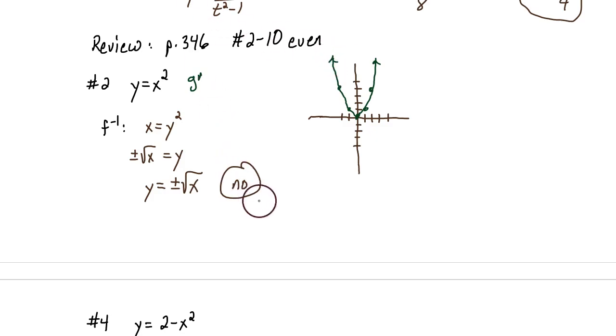Let's do our inverse in red. When x is 0, y is 0. When x is 1, y is positive 1 or negative 1. When x is 4, y is positive 2 or negative 2. It is this sideways parabola.